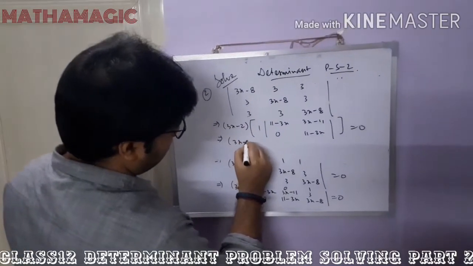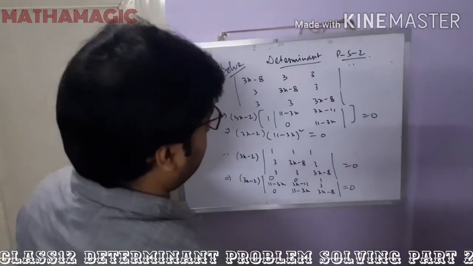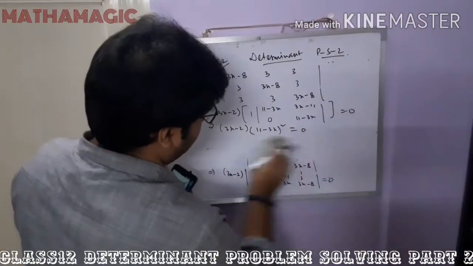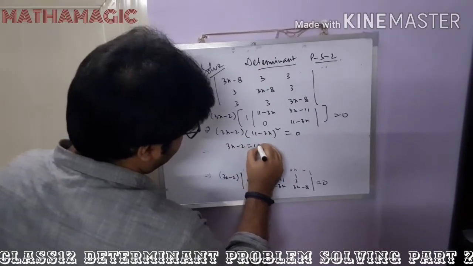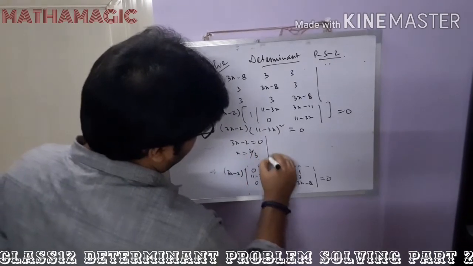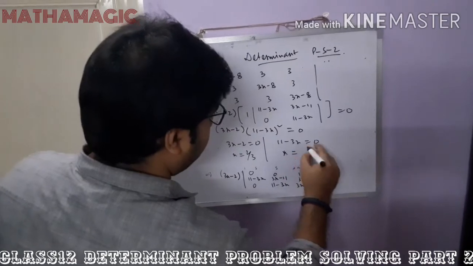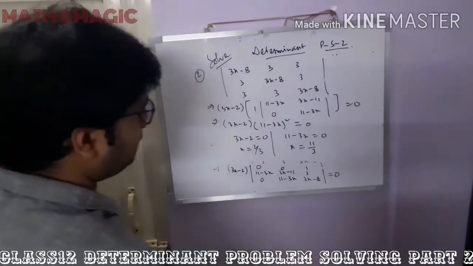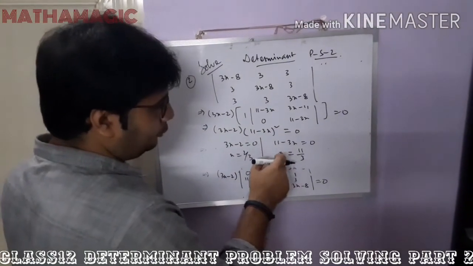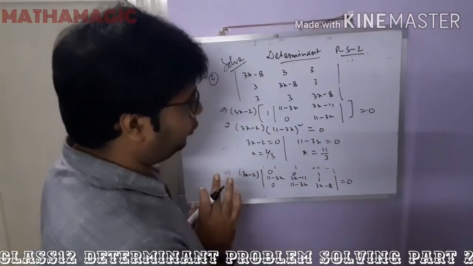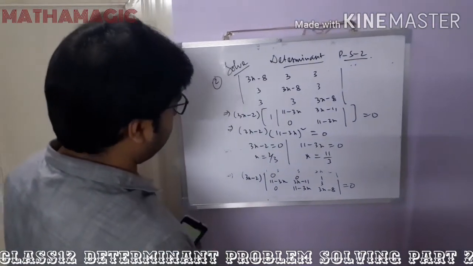So it will be (3x minus 2) into (11 minus 3x) whole square equals 0. So it is becoming 0, that is why we are not writing it. For this purpose, we will get 3x minus 2 equals 0, so x equals 2 by 3, or 11 minus 3x equals 0, or x equals 11 by 3. Actually there are 3 roots, but 2 roots are equal. The 2 roots are 11 by 3 and 1 root is 2 by 3. So this is how we can solve this kind of problems. Please note it down so that we can move to the next one.